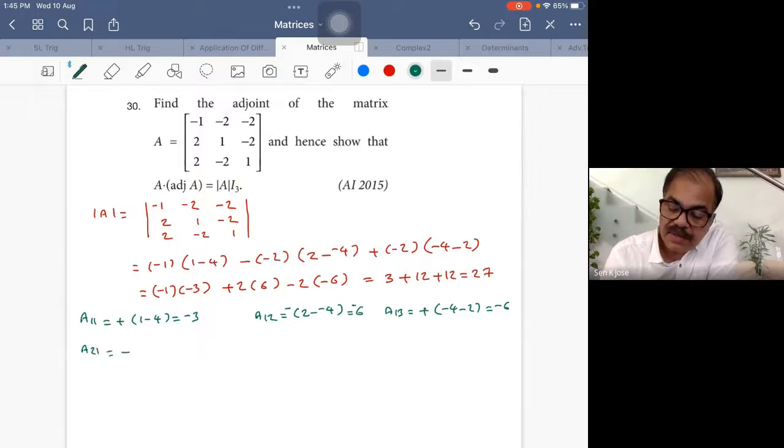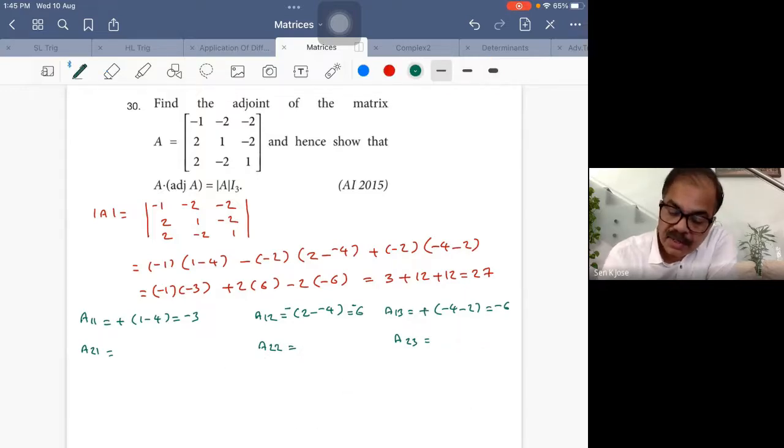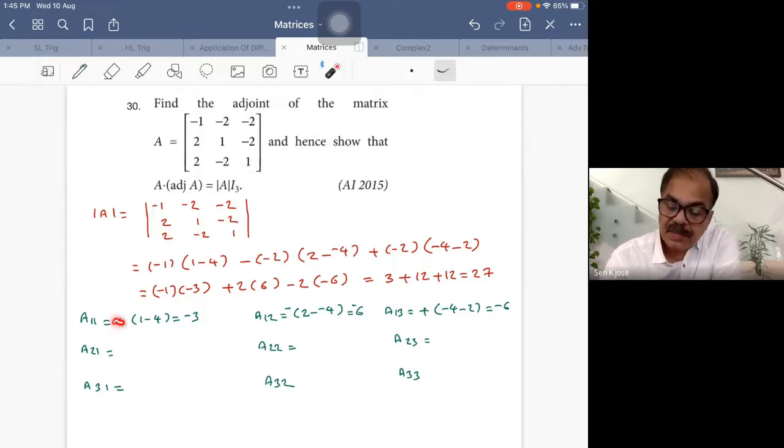A21 will be plus of, A22 will be minus of, A23 will be plus of. Oh no, I must have made a mistake. Yeah, I did make a mistake. So let me do it again. That is 3-1, this is 3-2, and that is 3-3. Okay, so it always goes like plus, minus, plus. Now minus, plus, minus, plus, minus, and plus.